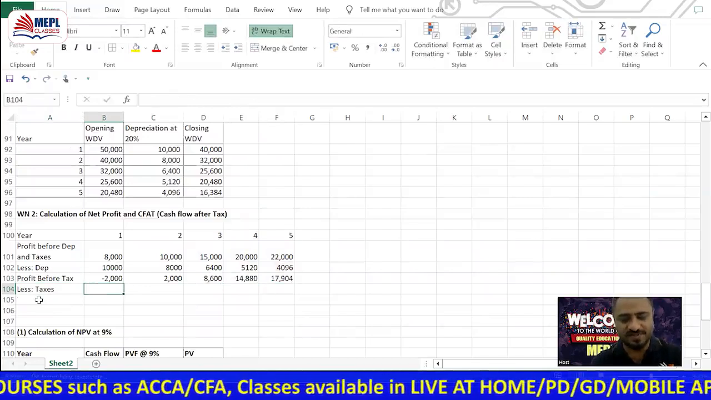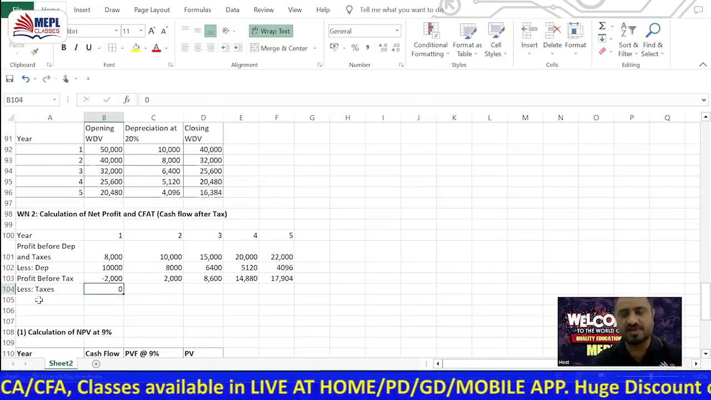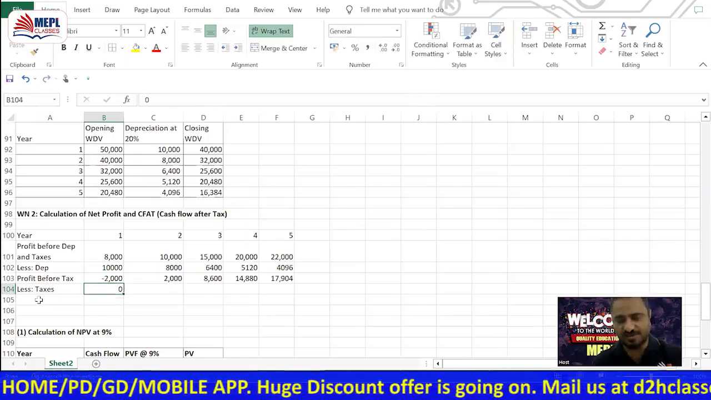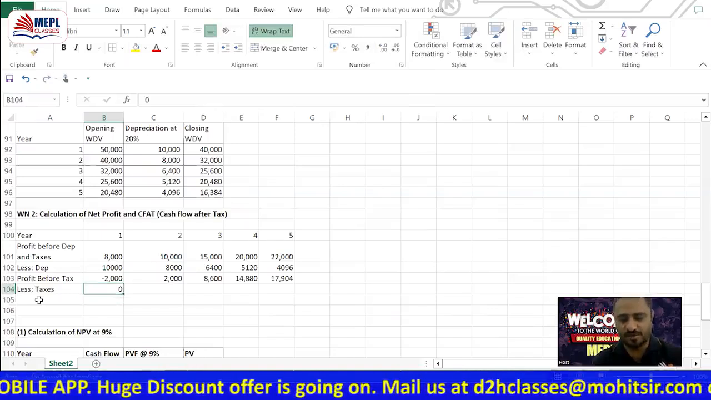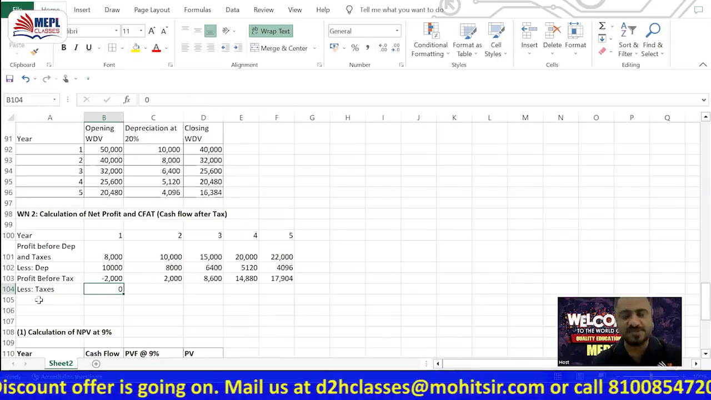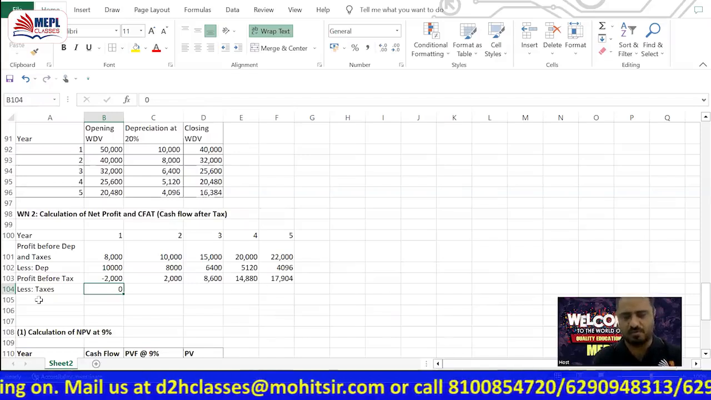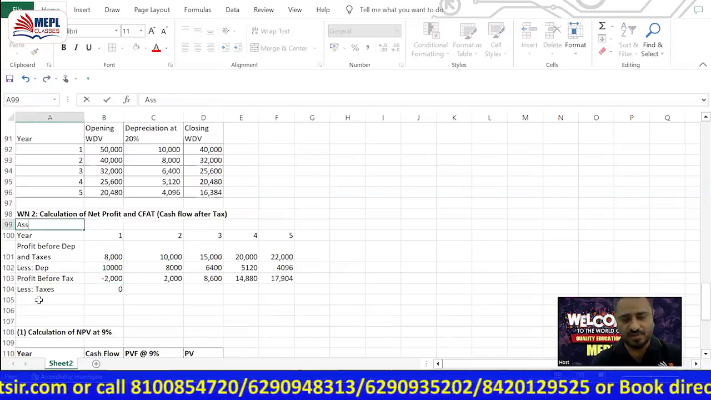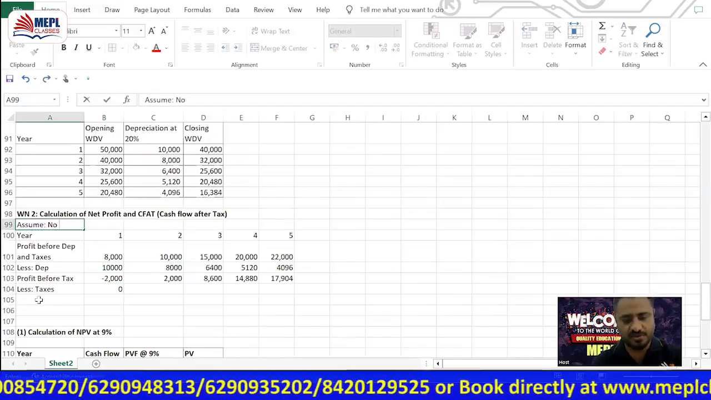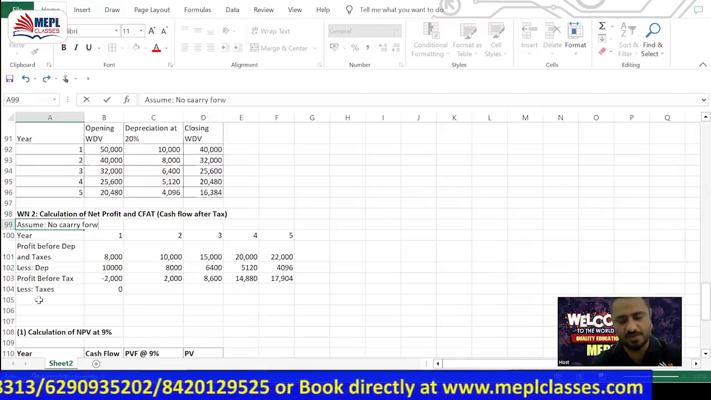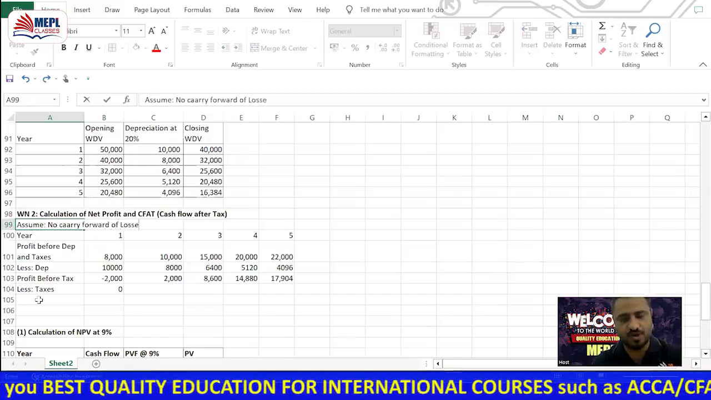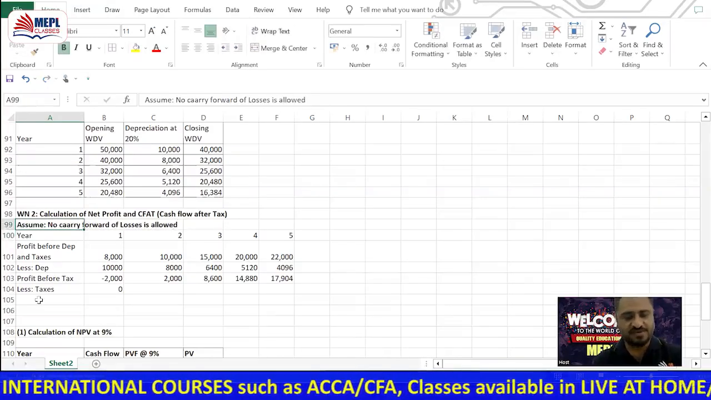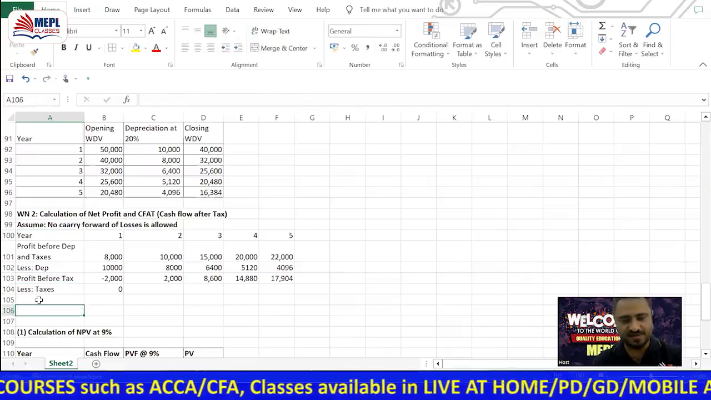If there is a loss, there will not be taxes. There will also be a clause that you can carry forward your losses to the next year. Okay. So let's not get into that. Whenever the question suggests, I will tell you how to do that. Here, let's assume that in case of a loss, no carry forward of losses is allowed. So if there is a profit, pay tax. If there is a loss, don't pay tax.